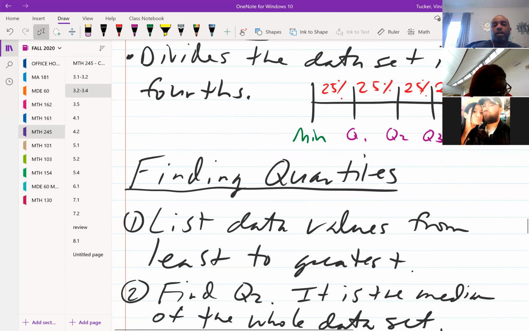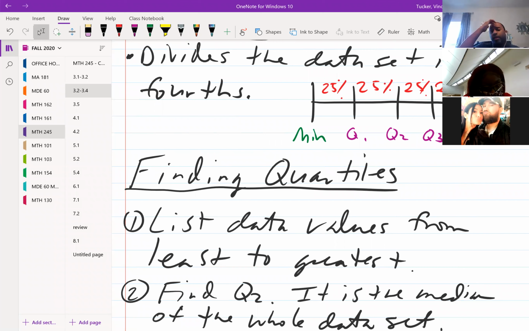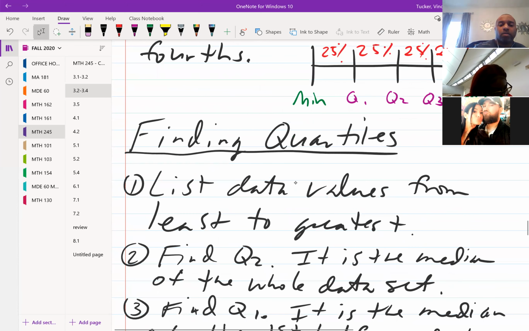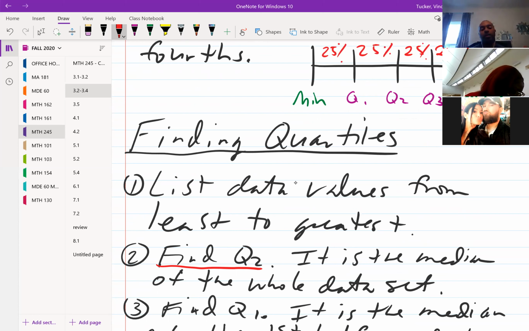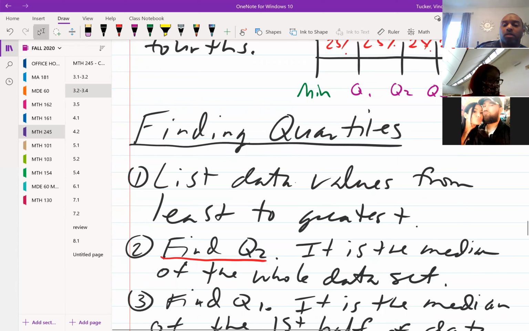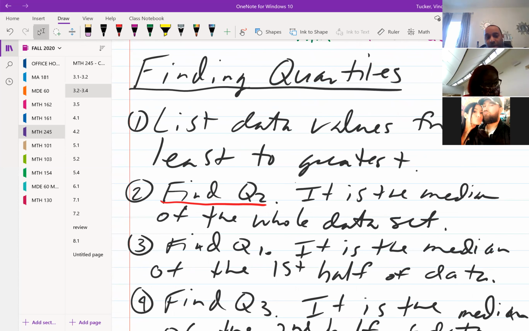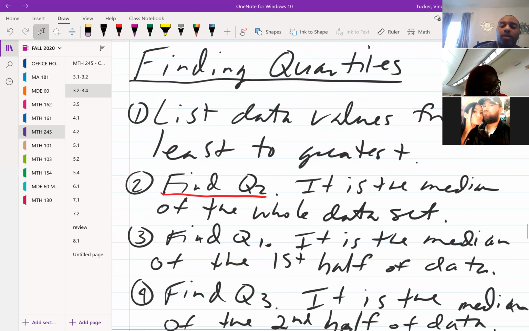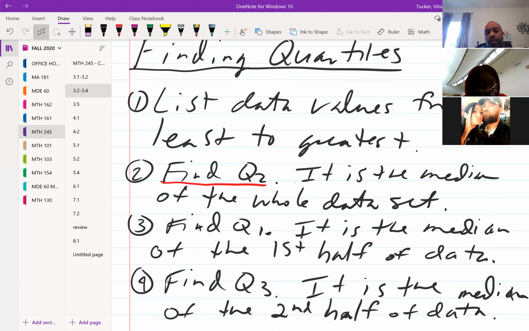So finding your quartiles. First thing you want to do is list your data values from least to greatest. Second, notice we find quartile 2 first. And that's just going to be the median of the whole data set. So that's going to split your data into half. In other words, 50% on both sides. Then we'll find quartile 1. That's going to be the median of the first half of data. And then quartile 3 would be the median of the second half of data.